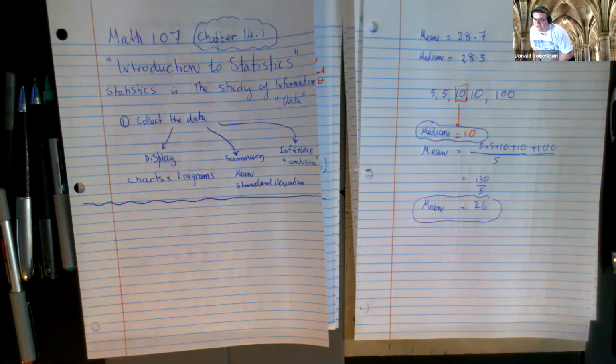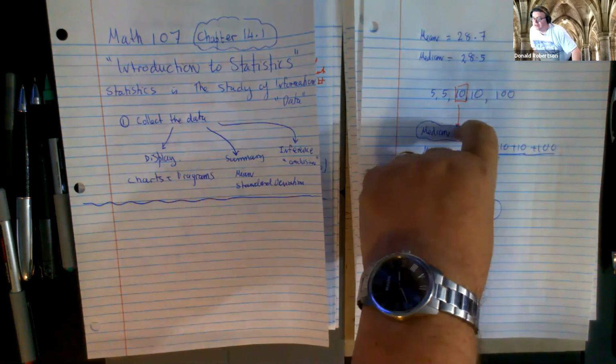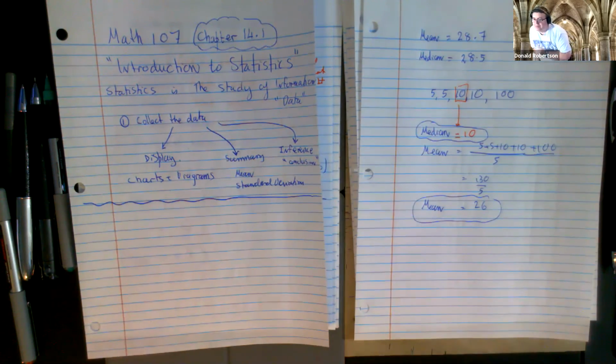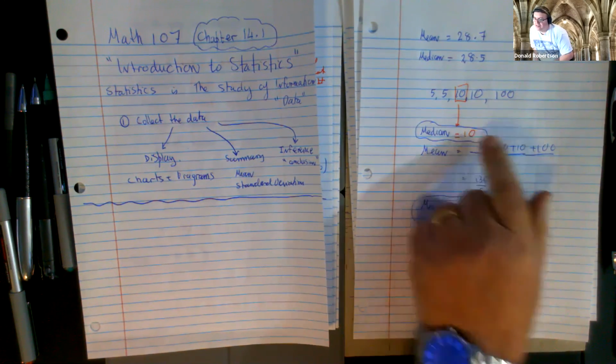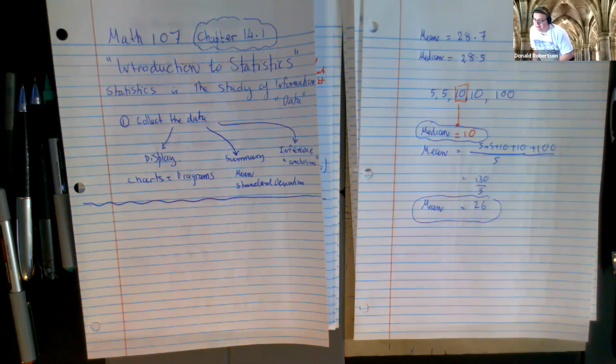And that is the reason why we have two measures. And if you ever look at government data, they always use medians. They say the median household income, the median age, the median price of a house.